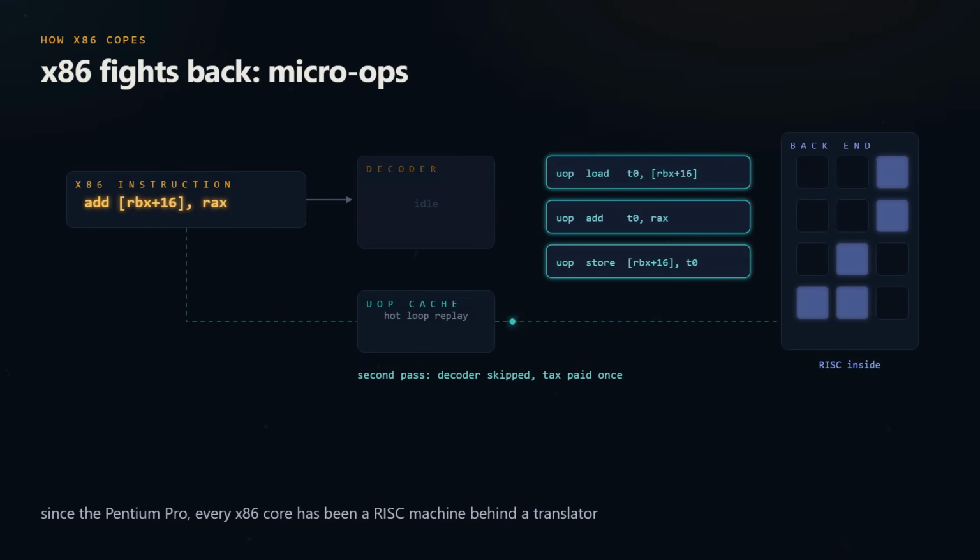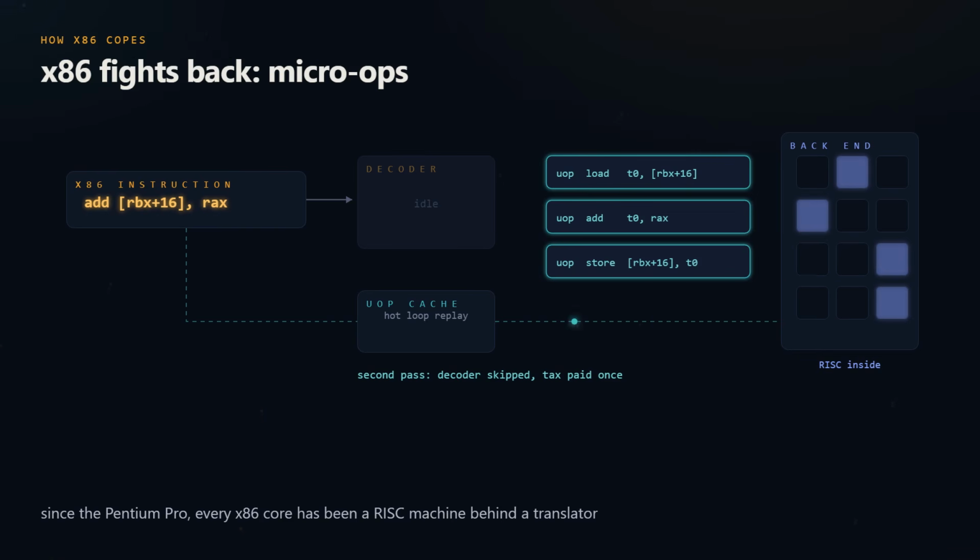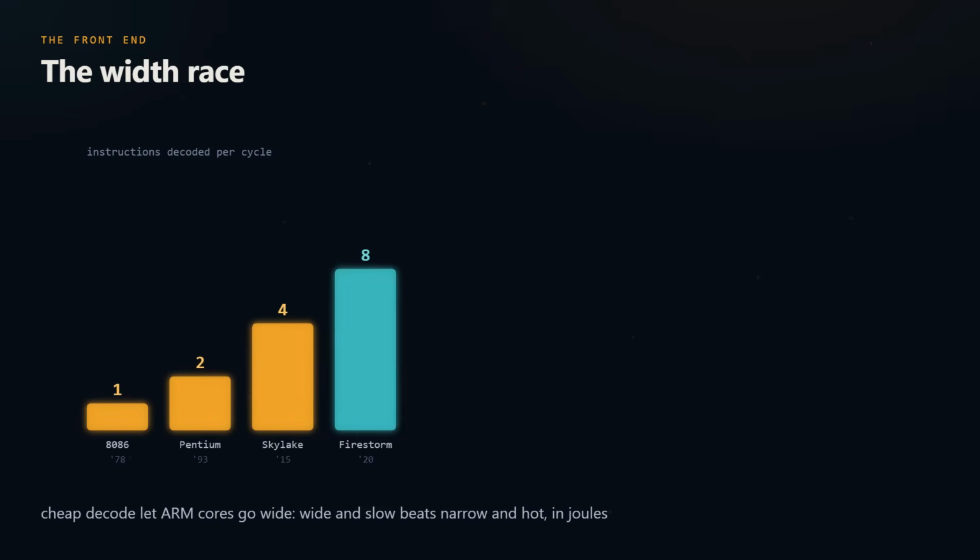x86 found an elegant escape in the 1990s. Stop executing x86 directly. The decoder translates each architectural instruction into one or more microops, small fixed format, load store operations. A read, modify, write, add becomes a load, an add, and a store. Past the decoder, every x86 core has been a RISC machine since the Pentium Pro. Then add a microop cache. Once a hot loop has been decoded, the translations replay from the cache, and the legacy decoder sits dark. The tax is real, but you mostly pay it once. So what difference is left?